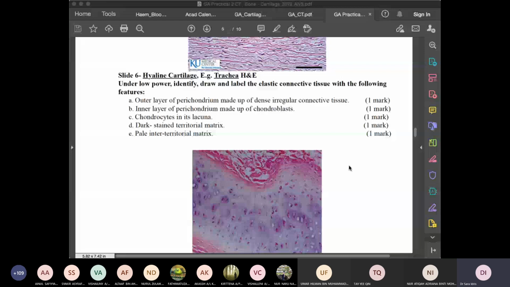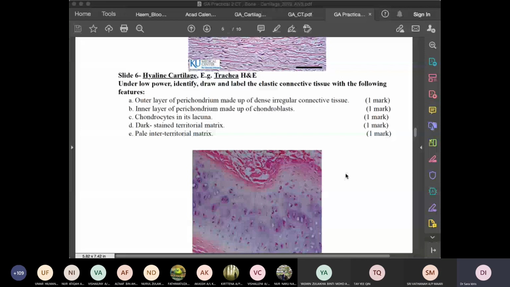Yasmin Zulaika. Yes, doctor. Can you name me one type of cartilage that you know? Fibrocartilage. Fibrocartilage. Thank you, Yasmin Zulaika. Srivatana. Can you name another type of cartilage other than fibrocartilage? Elastic cartilage, doctor. Okay, good.